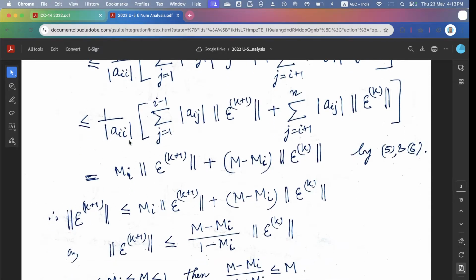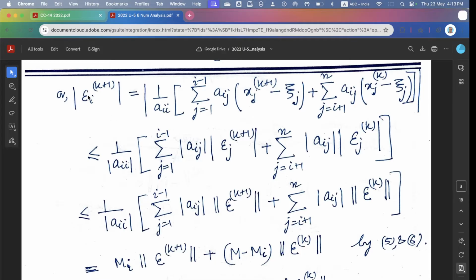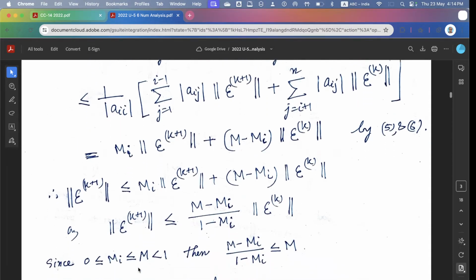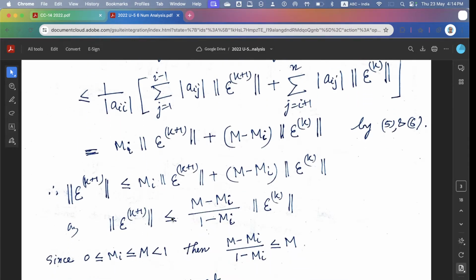Therefore, the norm of epsilon k plus 1 equals this, so this is the norm of epsilon at that iteration k plus 1, less than or equal to mi times the norm of epsilon k plus 1 plus (m minus mi) times the norm of epsilon k. So the norm of epsilon k plus 1 is less than or equal to (m minus mi) by (1 minus mi) times the norm of epsilon k.